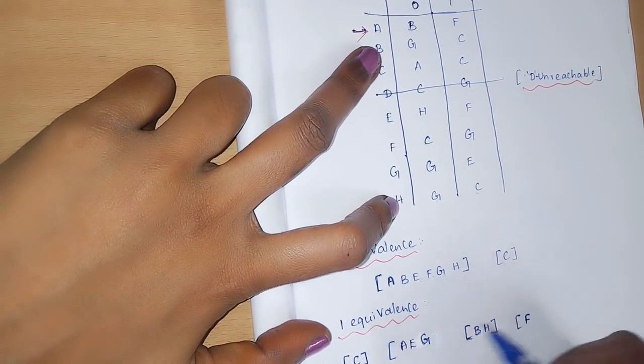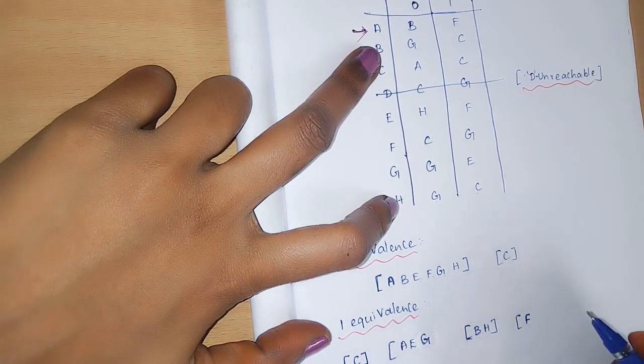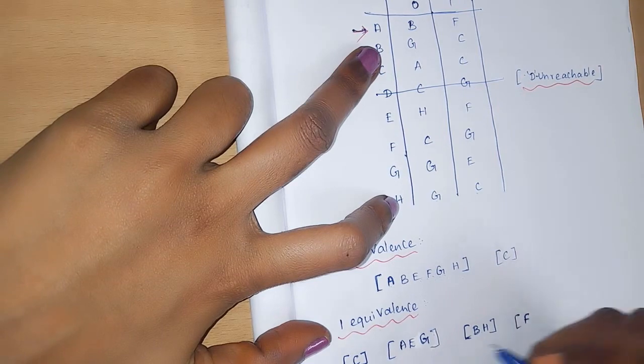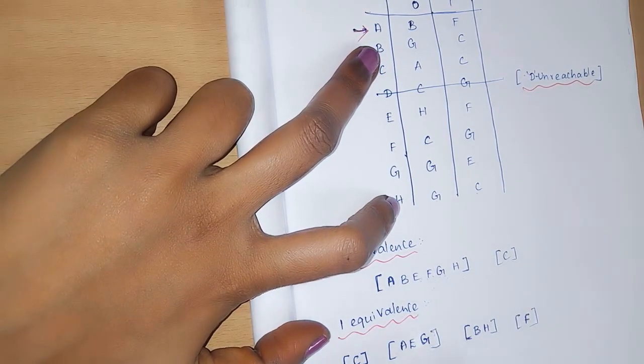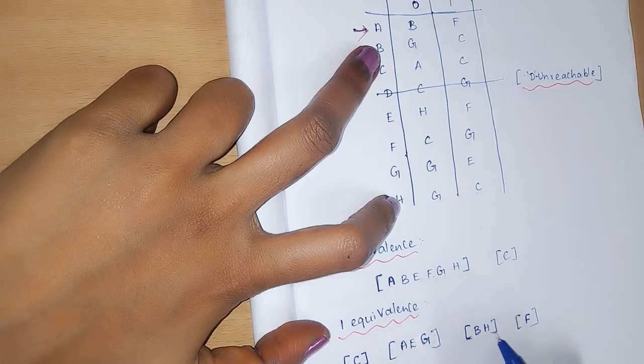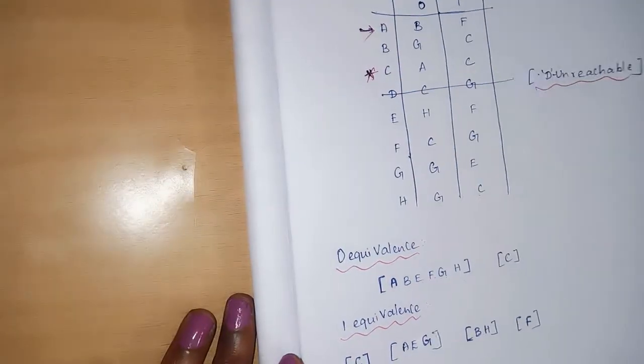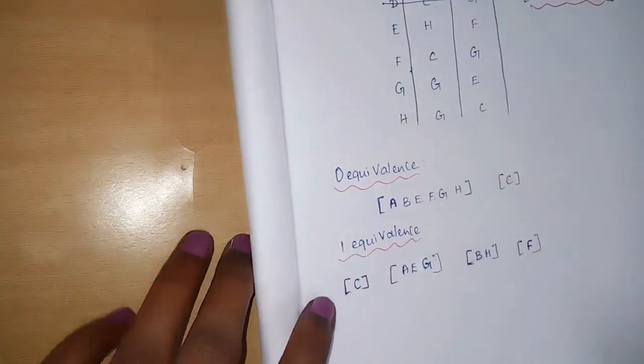After that, will we have anything left out? No. Just close it here also. So 1, 2, 3, 4, 5, 6, 7. Okay. So this is the zero equivalence and one equivalence.